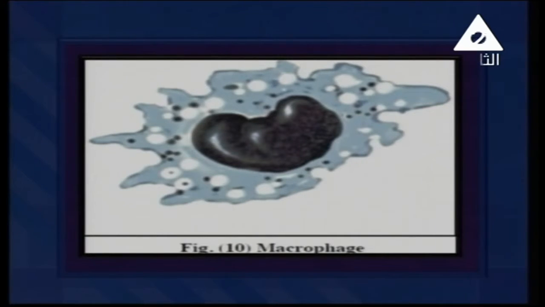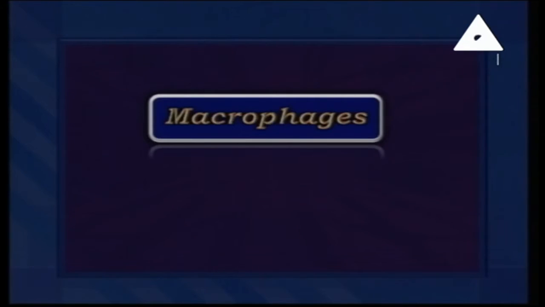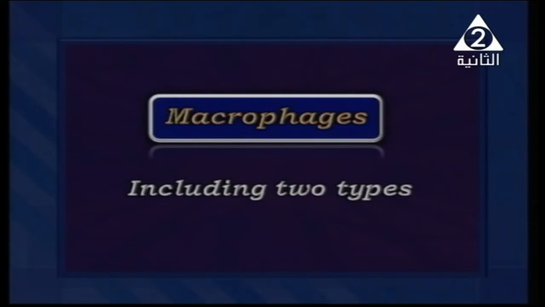And here we have the macrophage. As we start the fourth topic, we're going to study the macrophage, which includes two main types, the fixed macrophages and the movable or mobile macrophages. After that, as we said, we're going to study the macrophages. They include two types, the fixed one and the movable one.